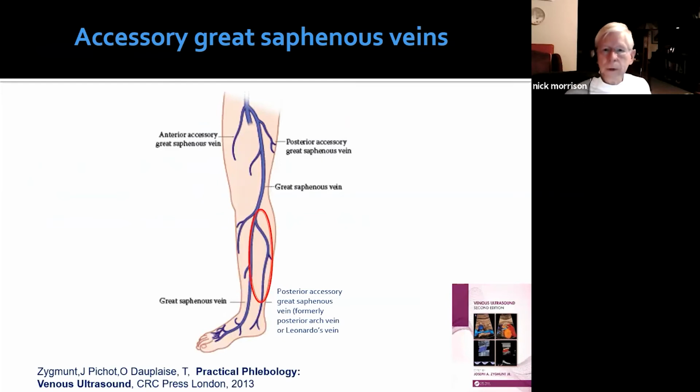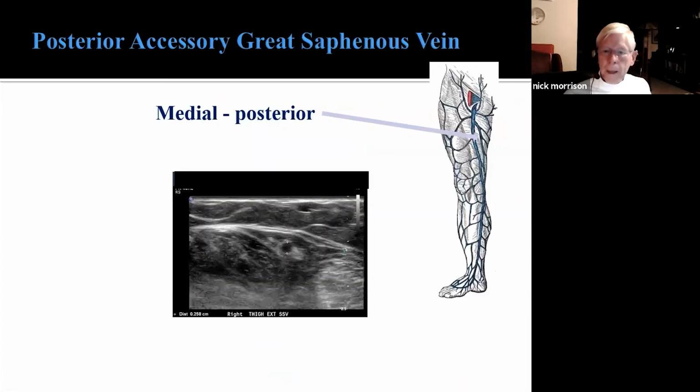With the accessory great saphenous veins, anterior and posterior, it's sometimes a little bit confusing because the posterior accessory great saphenous vein is also in the calf, formerly known as the posterior arch vein or Leonardo's vein. And then the posterior accessory saphenous vein in the thigh is, again, within the saphenous compartment, above the muscle but below the superficial fascia. And that is the proximal vein of Giacomini that comes up from the small saphenous vein.